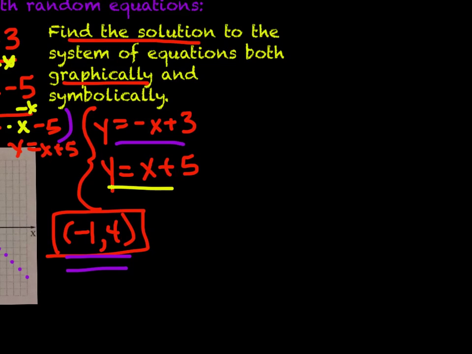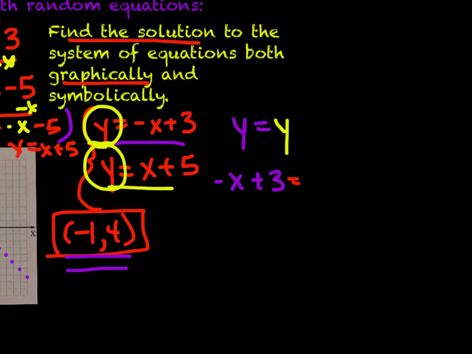With substitution on this baby, we have these two equations, y is equal to negative x plus 3 and y is equal to x plus 5. We have y's in both of our equations. So essentially we can say y is equal to y. We can say that our purple y is equal to our yellow y. And if that's the case, that means we can make our equations equal to each other. We have negative x plus 3 is equal to our purple y, and our other equation is x plus 5. That's our yellow y.